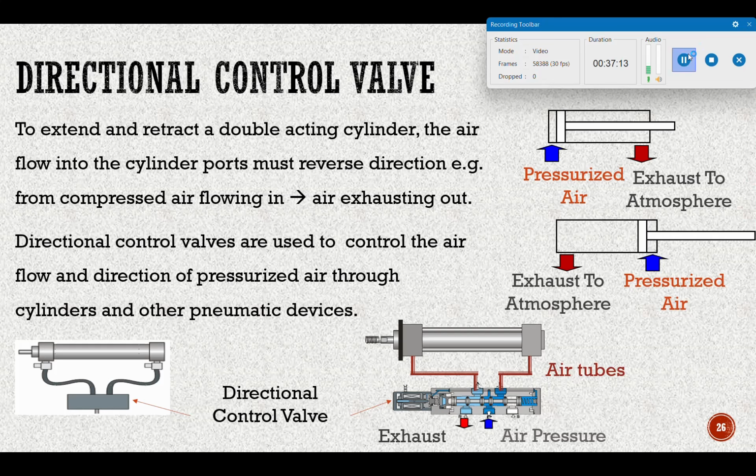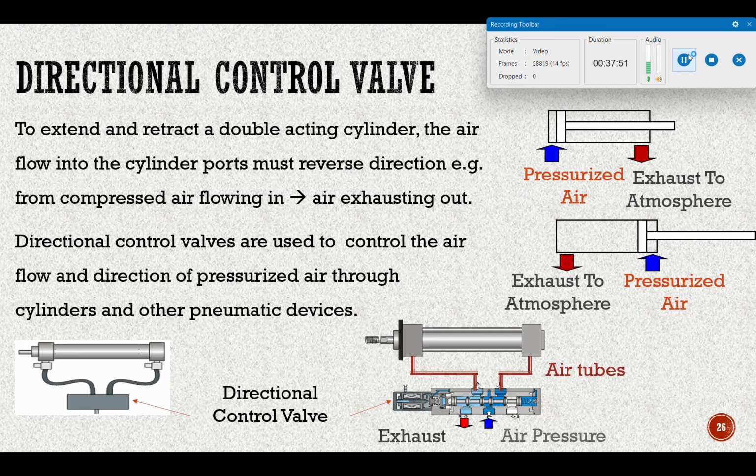Now let's take a look at the control valve. So we have the directional control valve, DCV. This is to extend or retract a double acting cylinder. The air flows into the cylinder port, and in the reverse direction the air would be exhausting out. So the DCV is used to control the airflow and direction of pressurized air through the cylinders or any other pneumatic device involved.